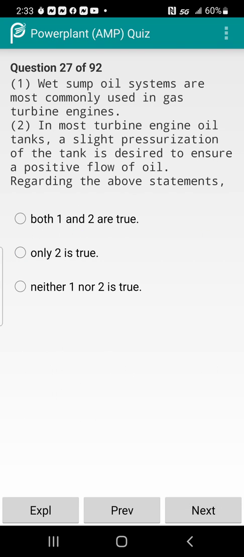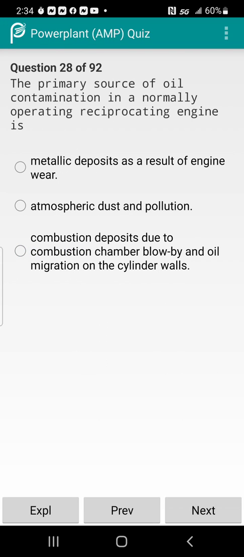Wet sump oil systems are most commonly used in turbine engines. False. In most turbine engine oil tanks, a slight pressurization of the tank is desired to ensure a positive flow of oil. 1, 2 is true.